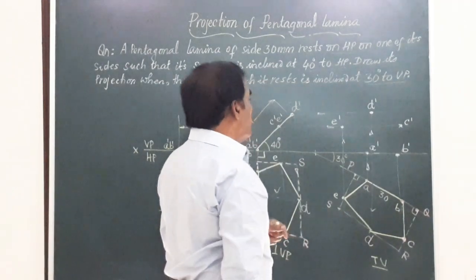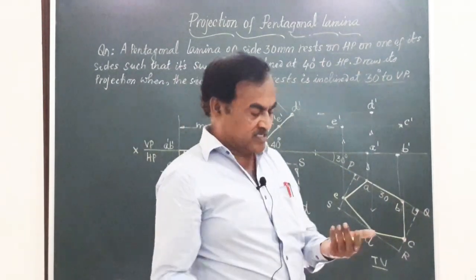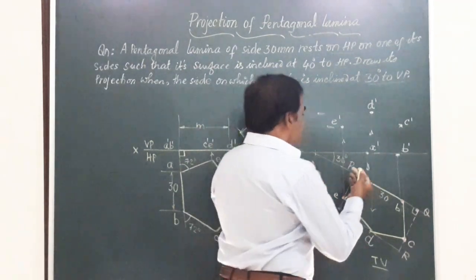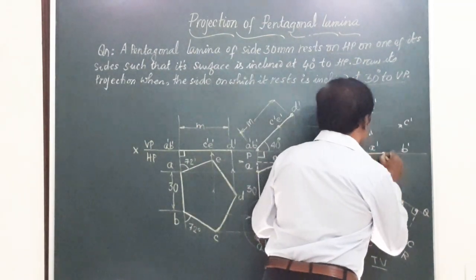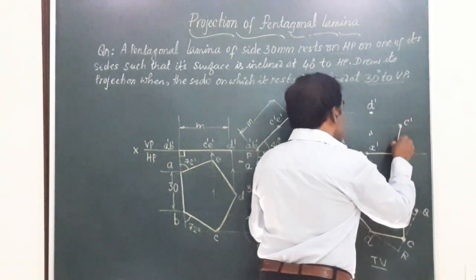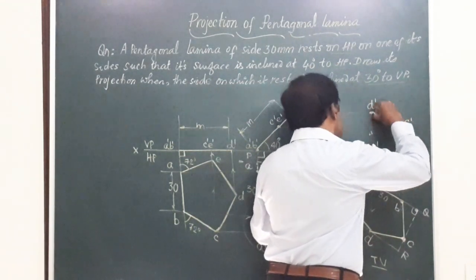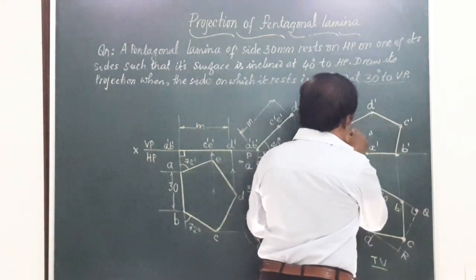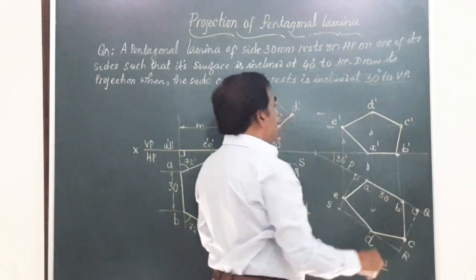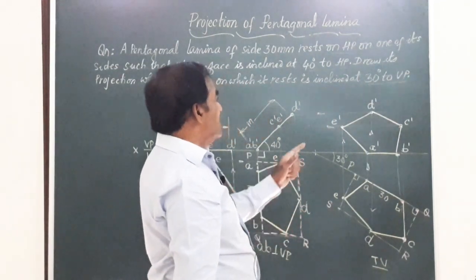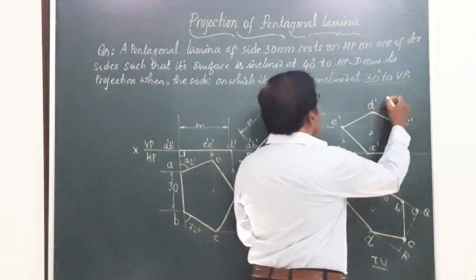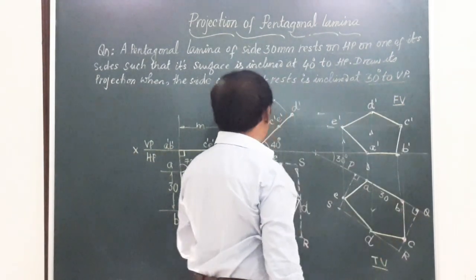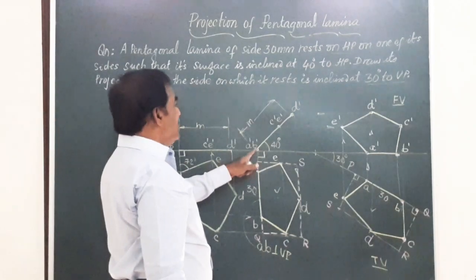Friends, we have got all the 5 points or 5 corners of the pentagonal lamina. Join all these by straight line. So I am going to join A to B, B to C, C to D, D to E and E to A. Friends, this figure A dash, B dash, C dash, D dash, E dash will represent the final front view of the lamina when the lamina is resting on one of the sides AB and HP.